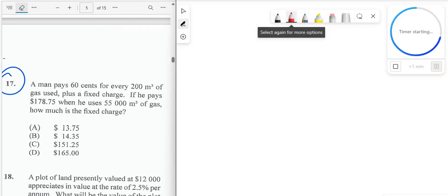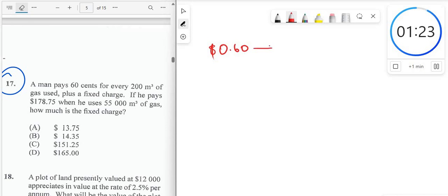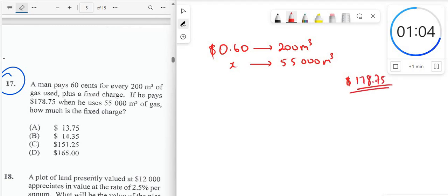All right, so for this particular question, what we need to do is recognize, okay, this guy is paying 60 cents for every 200 meter cube of gas used. And we want to find out how much he would pay for 55,000 meter cube of gas used. We're told he actually paid $178.75 in total, which includes the fixed charge. But we want to find out what amount he would have to pay before the fixed charge. In other words, what amount he will be paying for 55,000 without the fixed charge.